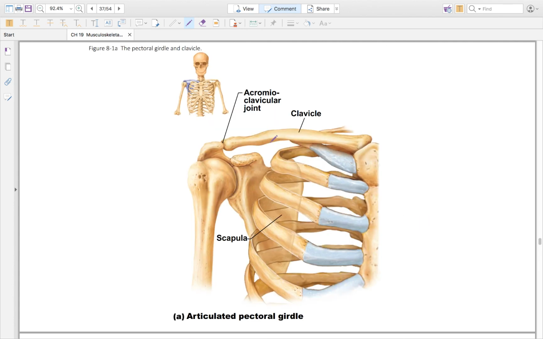Now this is where we talk about the pectoral girdle, because what makes the pectoral girdle is, of course, the clavicle bone, and you see here on one side it's connected to the sternum, on the other side it's connected to the shoulder, the scapula. And then, of course, the humerus. This is the head of the humerus sitting in the glenoid cavity. All of that together is the pectoral girdle.